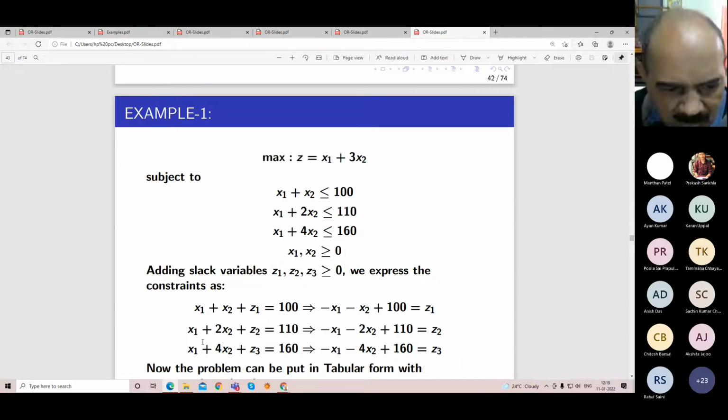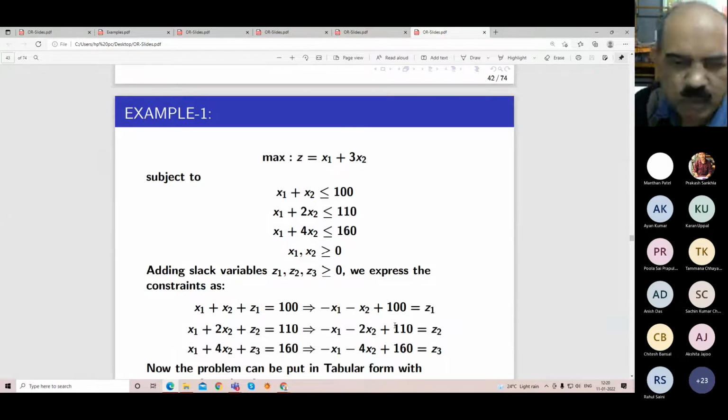Similarly, x1 plus 2x2 plus Z2 equal to 110. We can write minus x1 minus 2x2 plus 110 equal to Z2. Z2 depends on x1 and x2, so once you set x1, x2 to 0, Z2 becomes 110. Similarly, x1 plus 4x2 plus Z3 equal to 160, which is simply minus x1 minus 4x2 plus 160 equal to Z3.